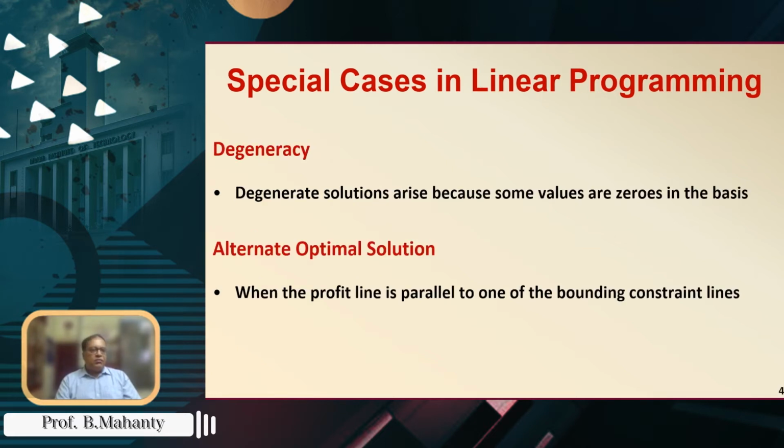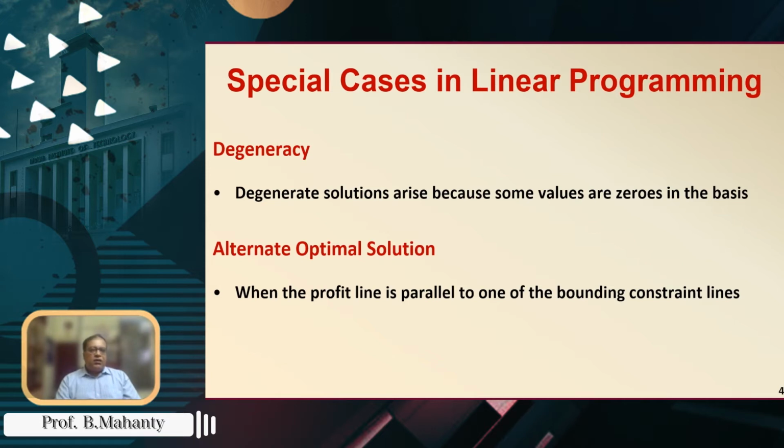Now, degeneracy, which we discussed in our last class, basically talks about degenerate solutions when some variables become zeros in the basis. This happens when there is a tie in the leaving variable in the previous table. So when there is a tie, the two resources become bottleneck at the same time, and if any one of them is used to bring some variable in the basis, both get exhausted. One goes to the non-basic, but the other remains in the basis with a zero value.